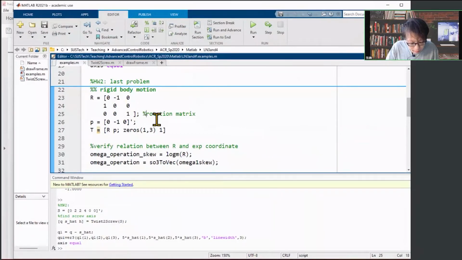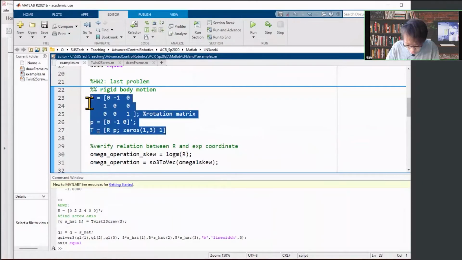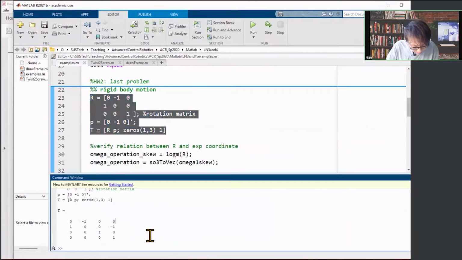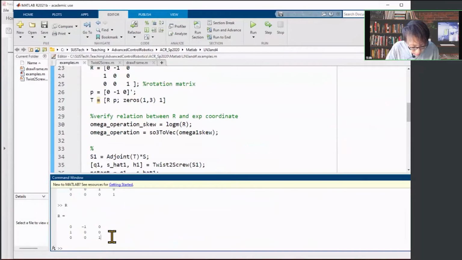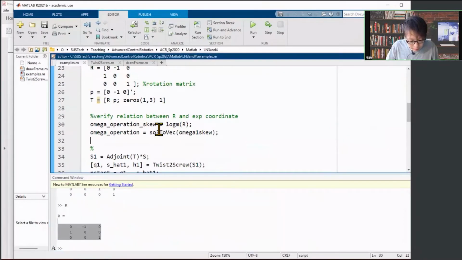So I find out this is the rotation matrix about the z-axis by half pi. I think we can check that, right? For example, I can run this. R will be this guy. If I take this guy, it will be the rotation about the z-axis by half pi, right? If you want to see that, you can take the log of R, the matrix log of R, and you find, let's see.